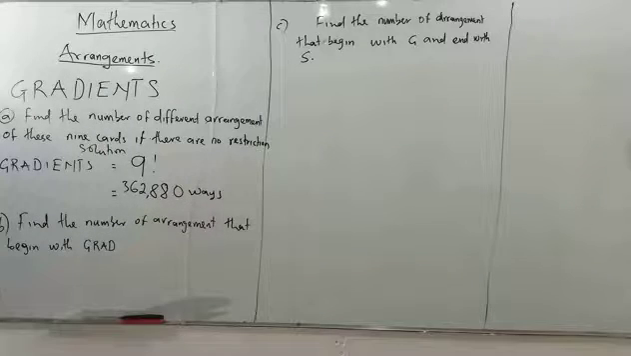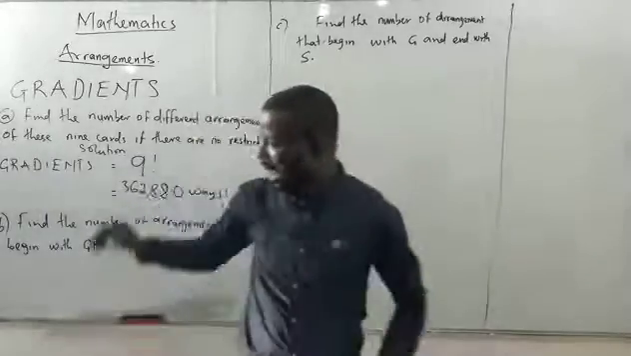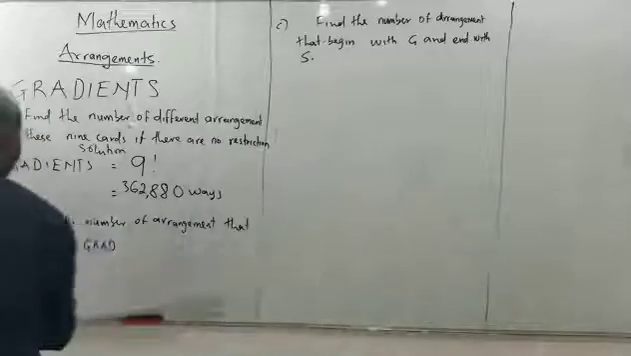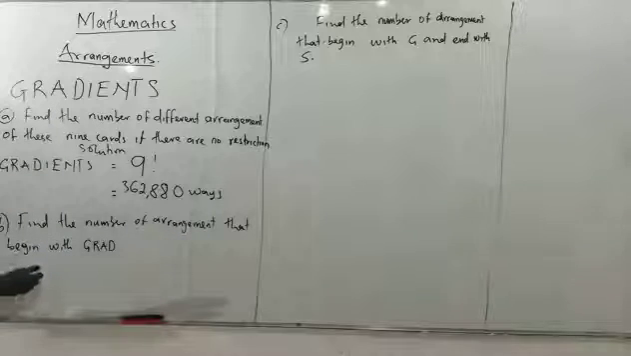Now, can you see? These are the number of ways you can do. Can you see that it's very straightforward at this point if there is no restriction? The second one, find the number of arrangements that begin with what?